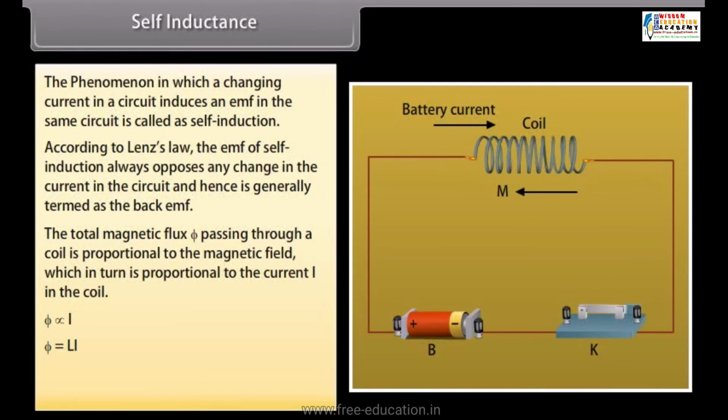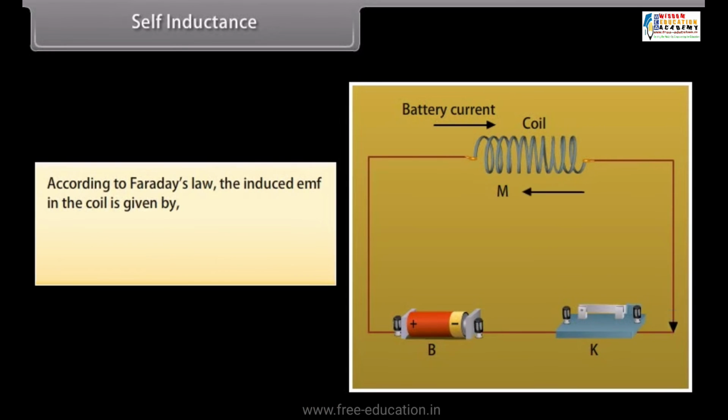Phi equals the product of L and I. Here the proportionality constant L is called the self-inductance. According to Faraday's law, the induced EMF in the coil is given by minus L dI by dt.